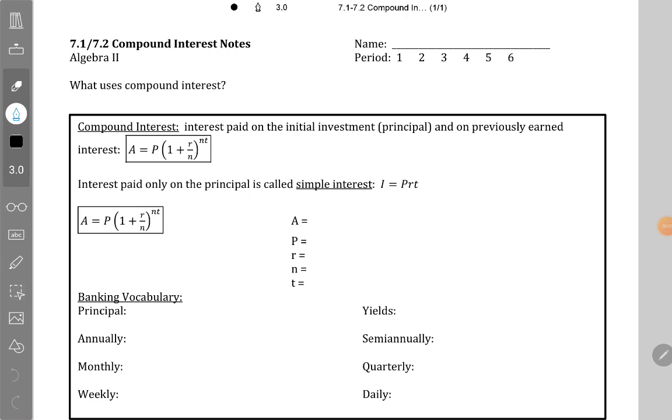In Algebra 2, we're going to be looking at compound interest. So what uses compound interest? Usually banks. They use a more complicated formula, but we're going to work with our initial base formula to teach you about how interest works. Compound interest is interest paid on the initial investment, also known as the principal, and on previously earned interest. And there's our little formula there. Interest paid only on the principal is called simple interest.